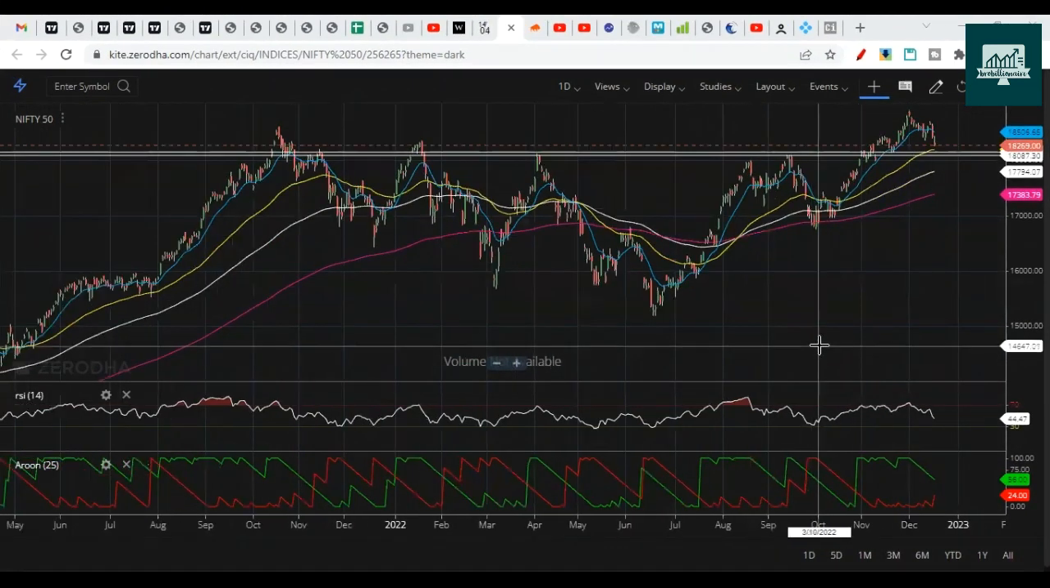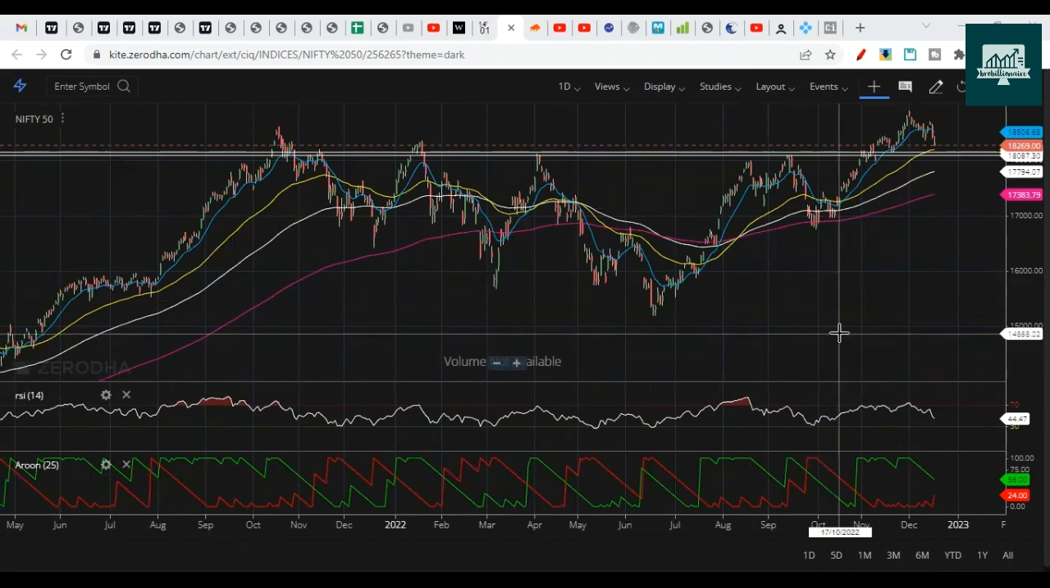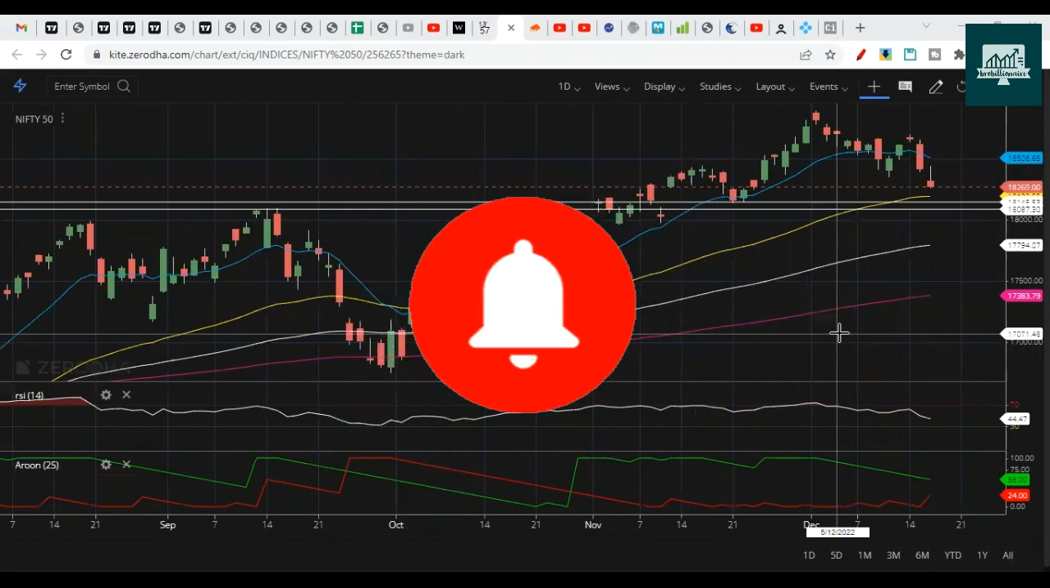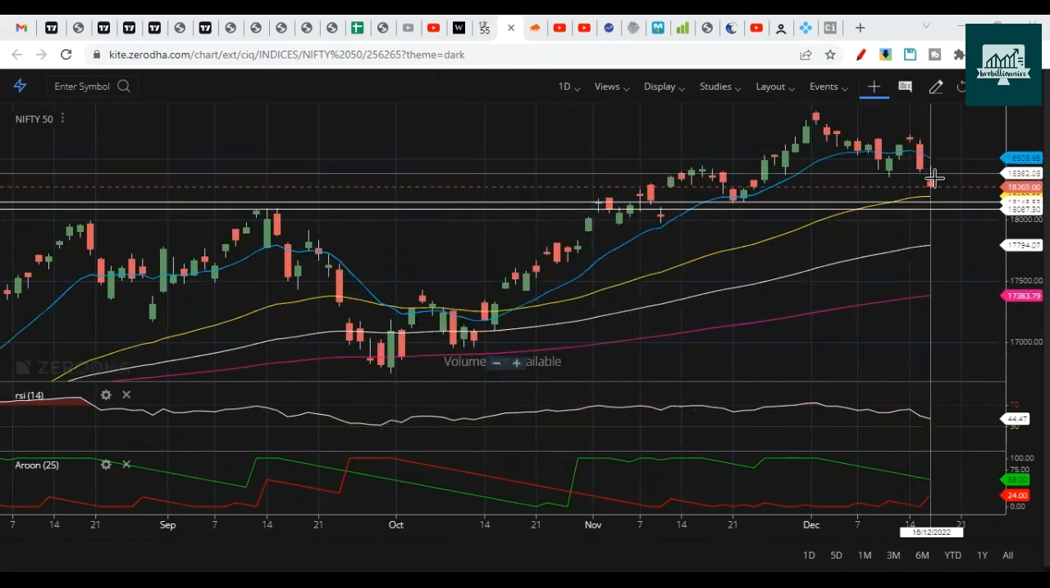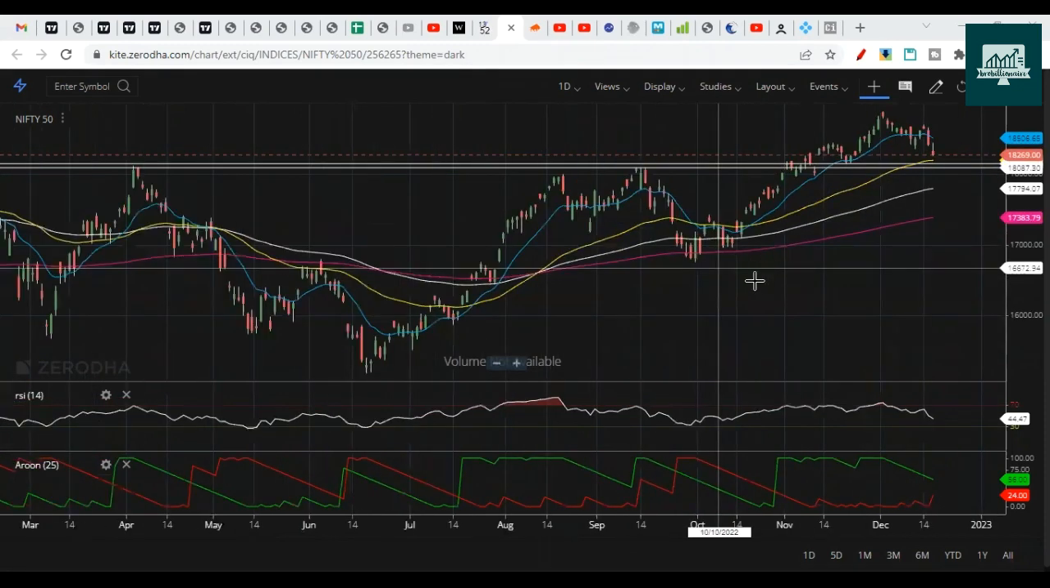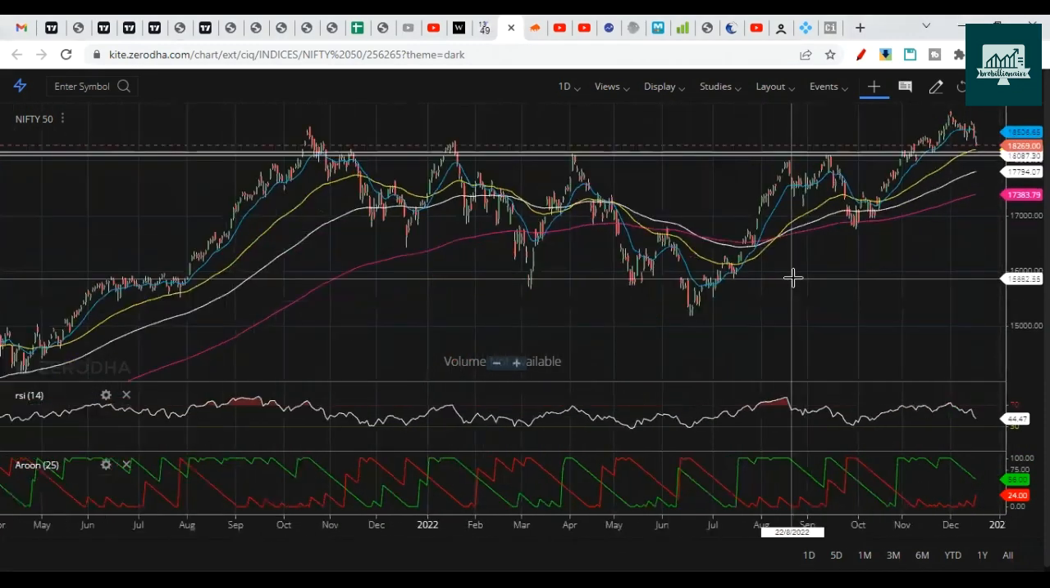We are almost reaching the year end and Nifty may not have good news for us. As per the charts, we can see here, Nifty has dropped for 3 days. So we will do Nifty's analysis. We'll try to find out the levels for next week.